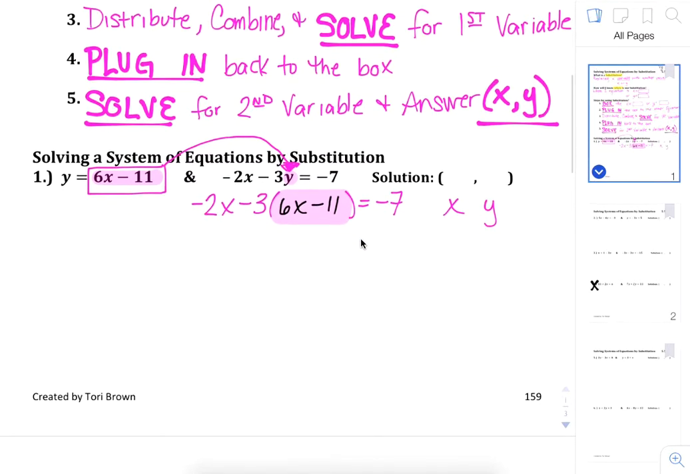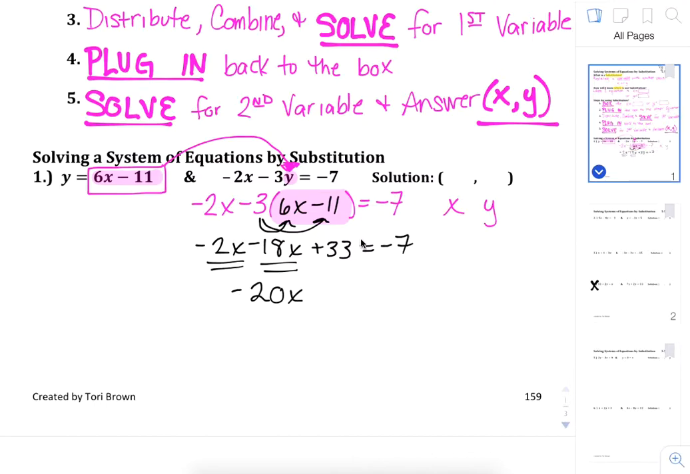So scroll up so we have space to work. First thing we're going to do is distribute. Negative 3 times 6x is a negative 18x. 3 and 11, they're both negative, so that makes a positive 33. We're going to bring down everybody else. Bring down the negative 7, bring down the negative 2x, okay? Our next step, we need to combine like terms. So we're combining negative 2x and then negative 18x. That makes negative 20x's. And bringing the rest down.